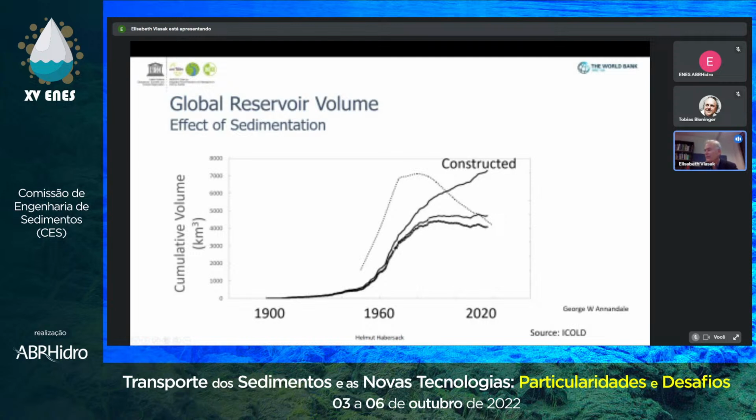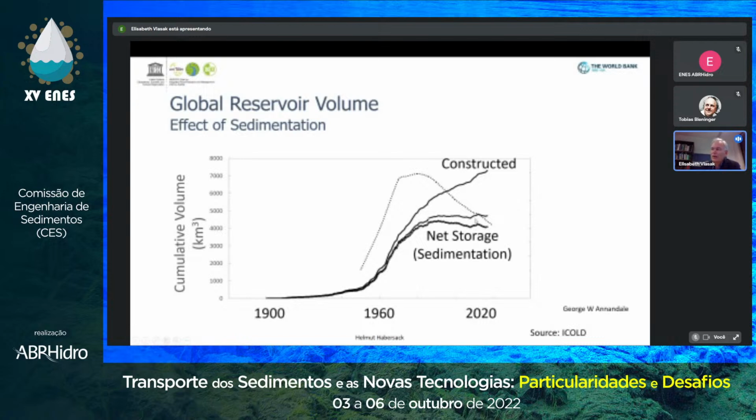But if you look into the net storage, what is really in the reservoirs, you see these lines here, and they are stagnating, even going down. That means we obviously lose almost the same amount or even more volume by sedimentation on a global scale. Now we build new ones. We build and build and build new ones, but we lose even more volume than we build. So I don't know how it is in Brazil. I would have to look into the Brazilian data in more detail, but it would be interesting to see the conditions. But this is not sustainable, we think, because this costs a lot of money.